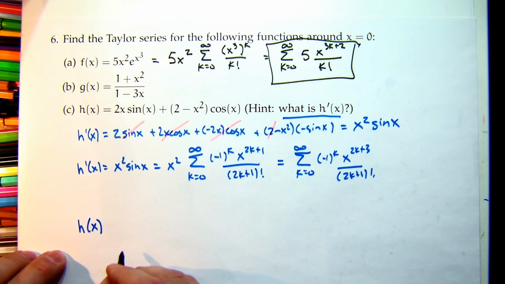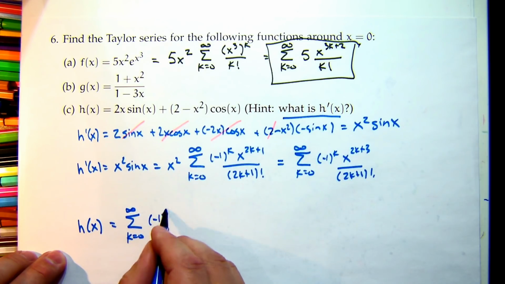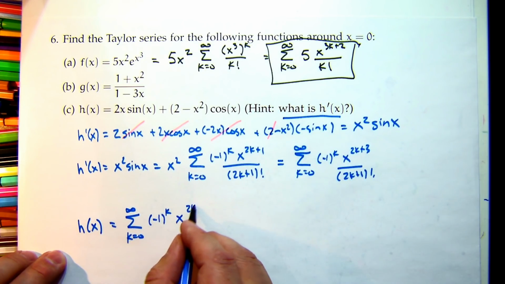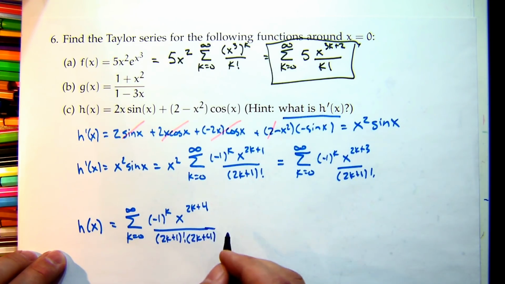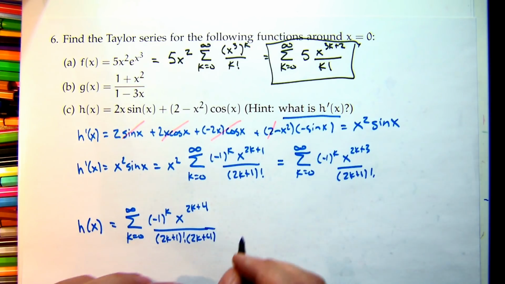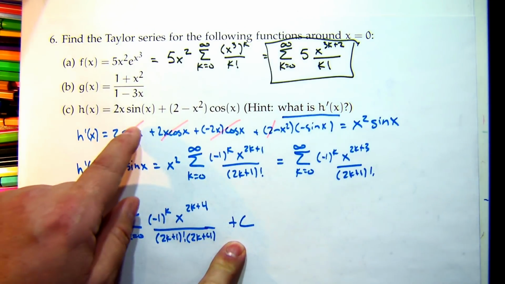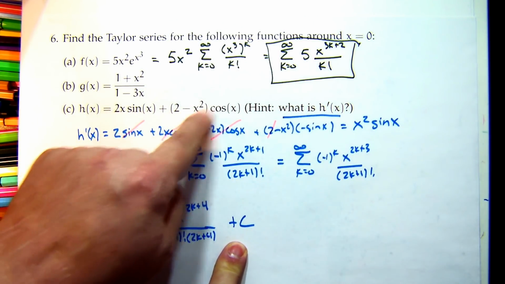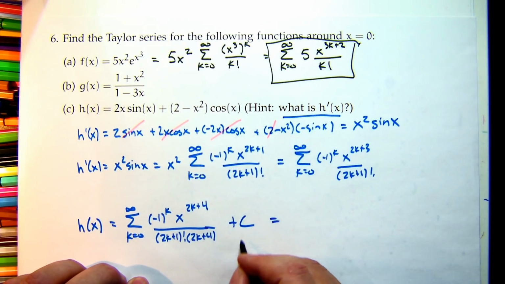So how do you get that? Antiderive. So h of x, sum, k equals 0 to infinity, negative 1 to the k, x to the 2k plus 4 over 2k plus 1 factorial times 2k plus 4. Is that the right answer? No, because what have we forgotten? Plus c. And what is c? Well, how do you find c? Plug in 0. The sum goes away, that's 0. So we get c. But if I come up here and plug in 0 in h, I get 0 minus 2 times 1. So what should c be? 2. So c should be 2.